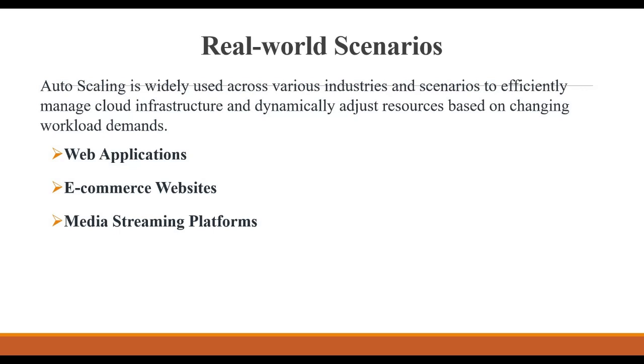The next is media streaming platforms. Demand for media streaming services fluctuates based on the time of day and the popularity of the material. These platforms can instantly scale their streaming infrastructure up or down, so auto scaling guarantees user streaming and playback. So this is about the real world scenarios where we use auto scaling in different industries and cloud infrastructure. So let's go to the AWS account and create the VPC.